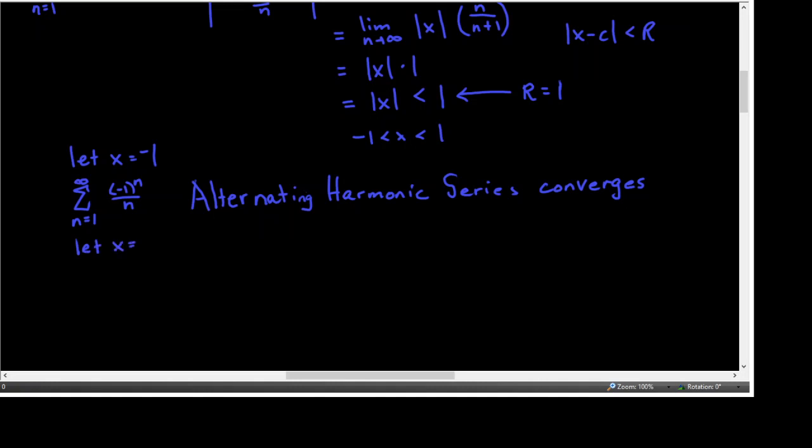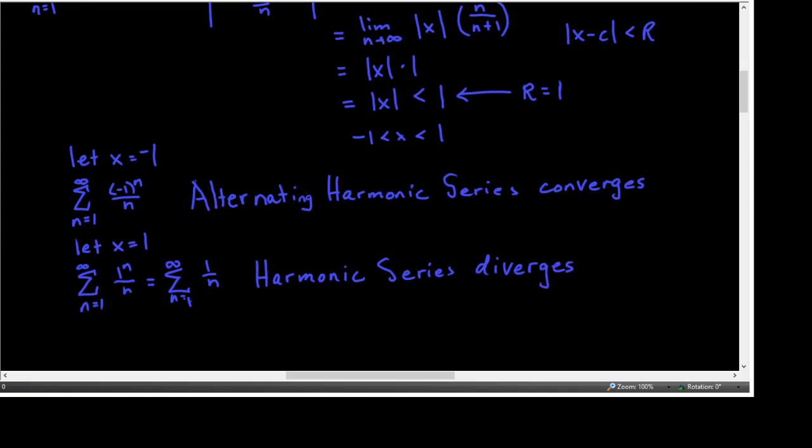Then when x is 1, the series will become the sum from n equals 1 to infinity of 1 to the nth over n, aka 1 over n, which is the what series? Right, it's the harmonic series. And we know that it always does what? It diverges.